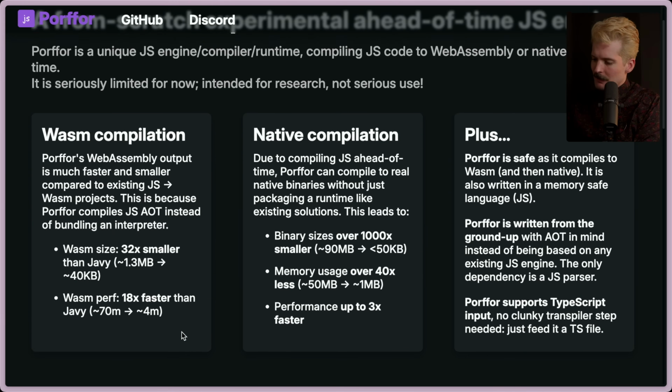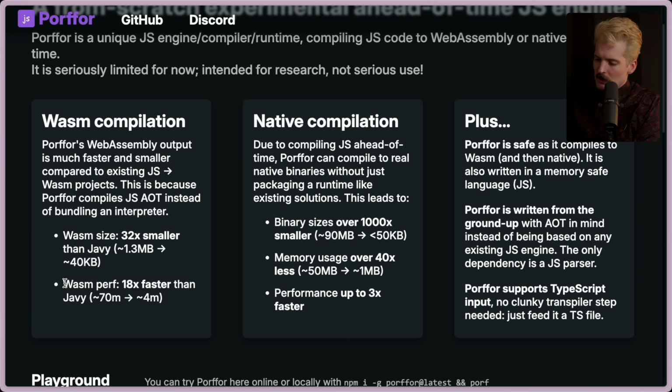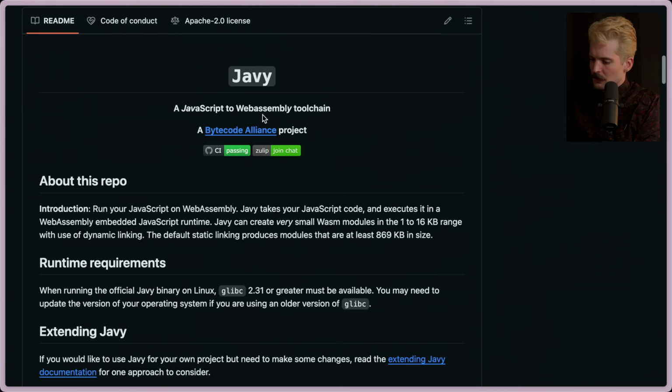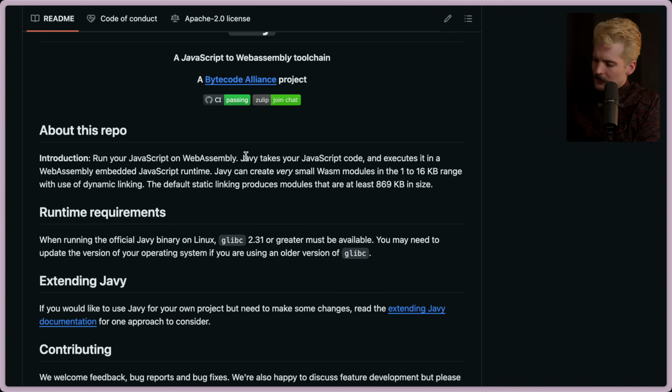But if we look at their promises, things are very interesting. It's up to 18 times faster than Javy, which is, what is Javy? It's an existing JS to WASM toolchain. Run your JS on WASM. Javy takes your JavaScript code and executes it in WebAssembly embedded JS runtimes and creates very small WASM modules.